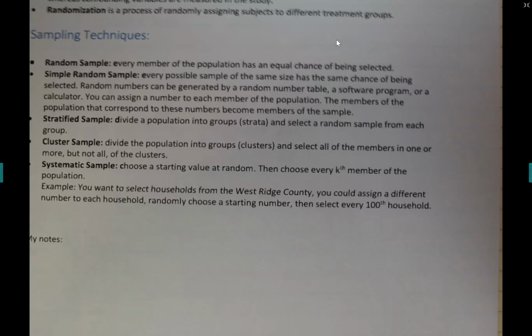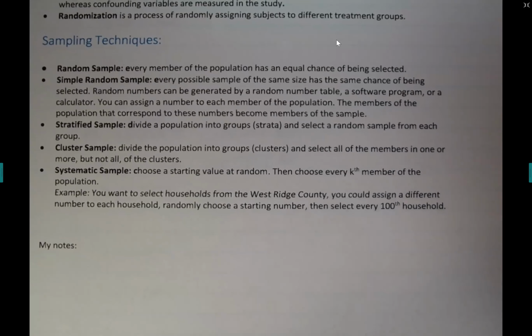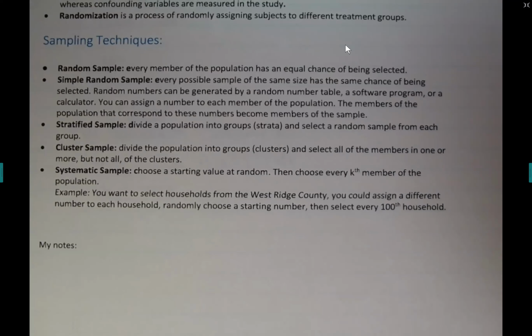And these are a summary of the sampling techniques that we did today: random sample, simple random sample, stratified sample, cluster, systematic sample. All right, true or false. So that's page 6 in your ebook online.